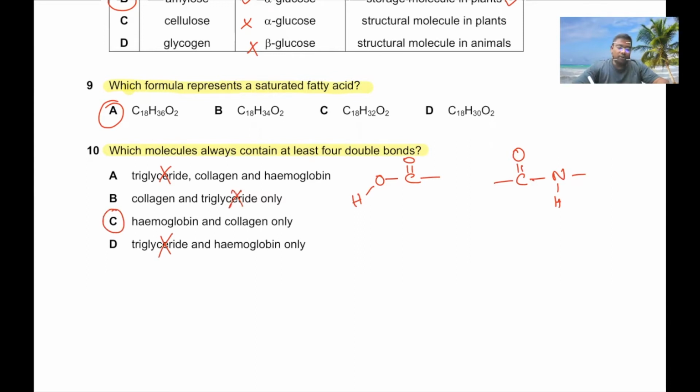Hemoglobin and collagen, because they have a lot of CONH bonds. In the CONH, there is a C=O double bond. So it will have more than four double bonds.